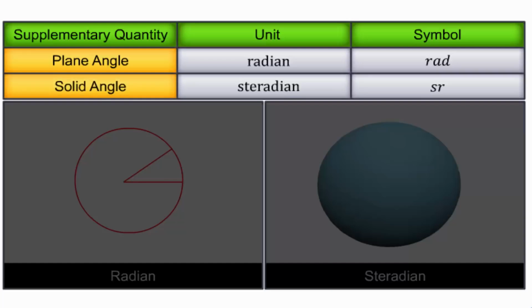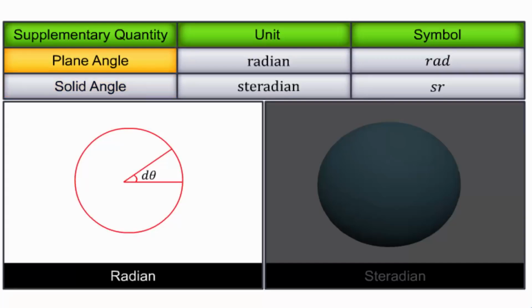Plane angle dθ is the ratio of length of an arc of a circle to the radius of the circle and is measured in radian, denoted by the small letters rad. It is defined as the angle subtended at the center of a circle by an arc of length equal to the radius of the circle.